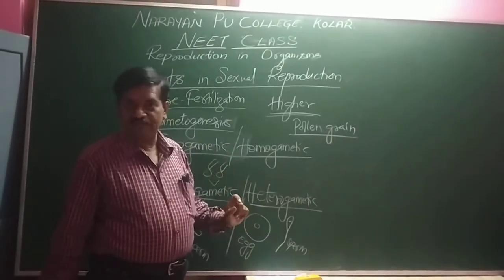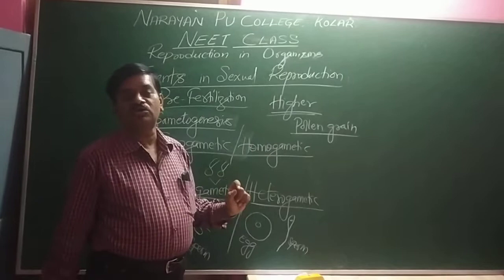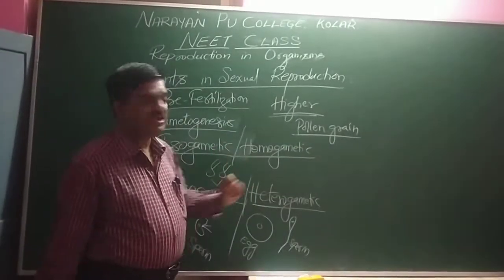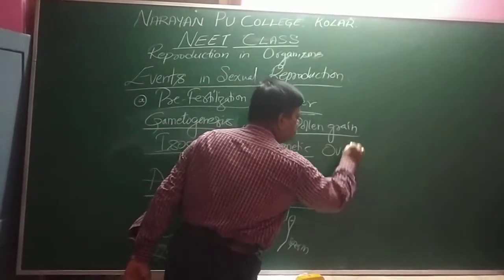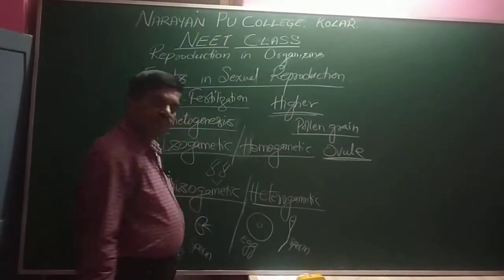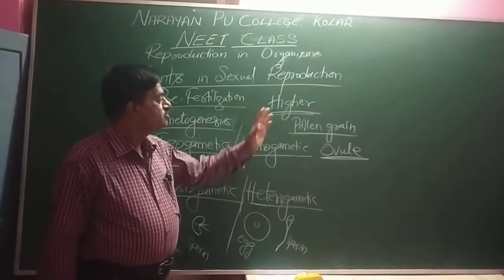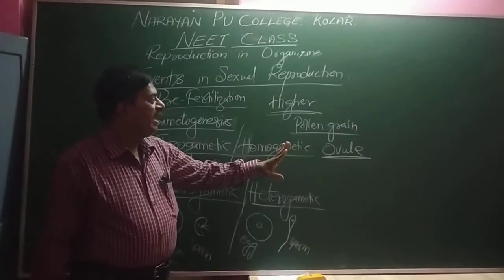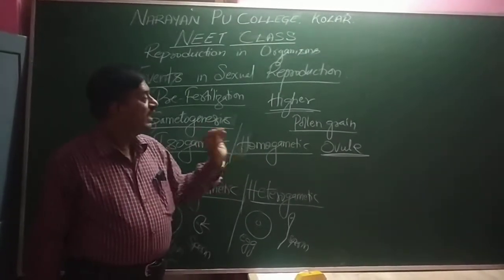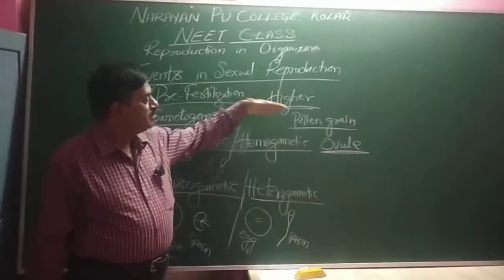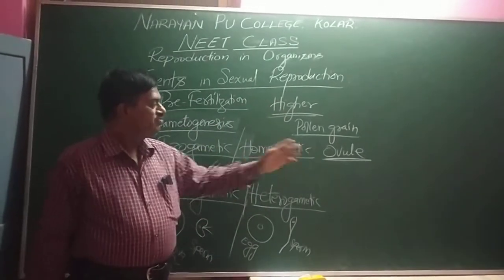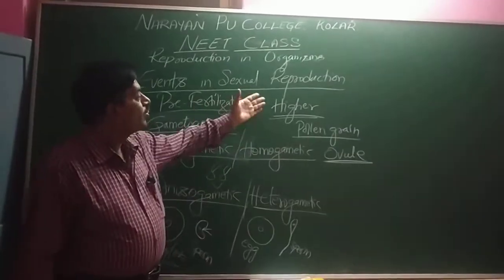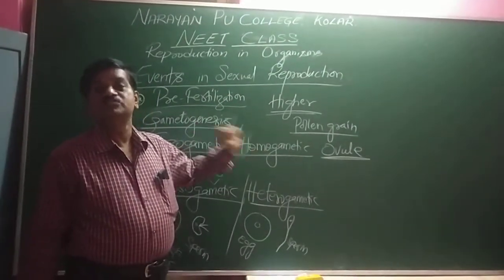Whereas in a female plant, the female sex organ called gynoecium or pistil starts producing the female gametes called ovules. Female gamete, ovule. So the pollen grain and ovule fuse in the higher plants. When we go for higher animals, the male gametes are called sperm, and the female gamete is called egg or ovum.